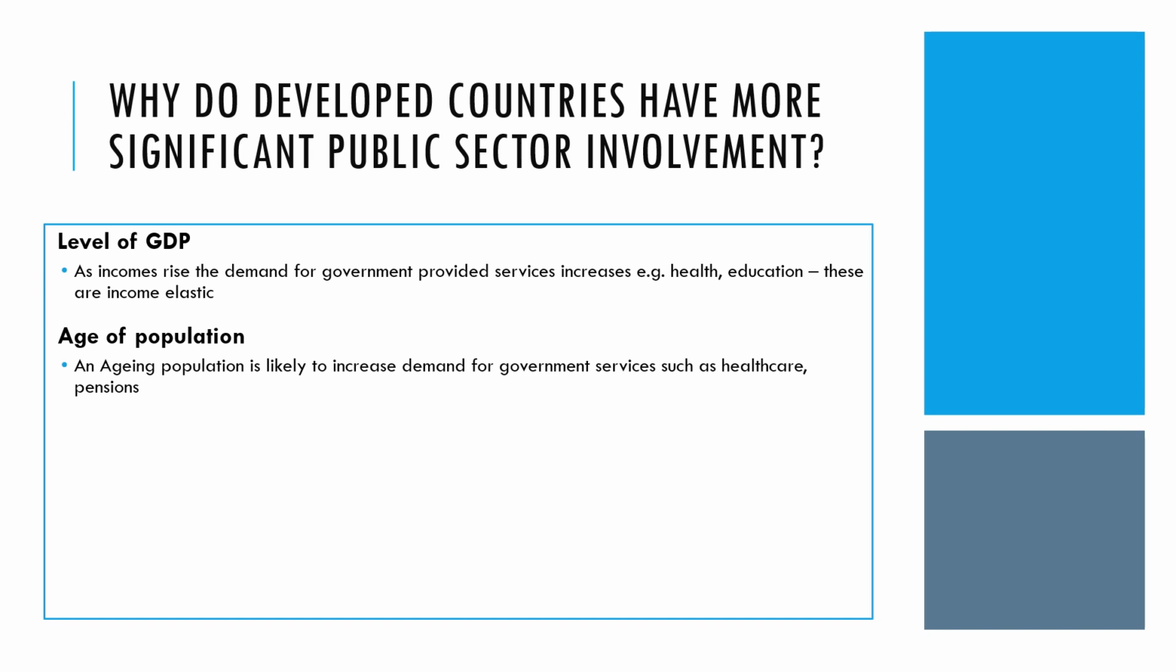Secondly, the age of the population. An aging population, which can also be associated with populations in developed countries, has increased demand for government services such as healthcare and pensions, and therefore, as a result, those governments have to spend more money.